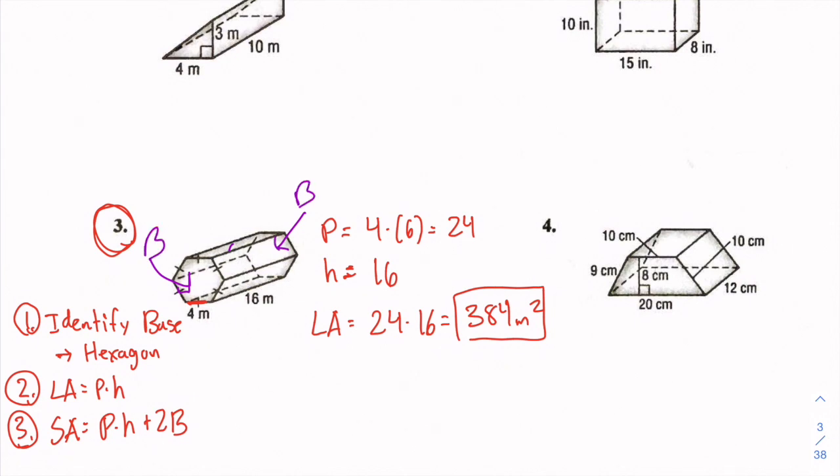So it is a hexagon. Hopefully you got the perimeter: 4 times 6, because there's 6 sides, 24. The height, this here is now considered your height. So you need to work with the problem knowing what is your base. That's why this is important. If you know this is your base here, then this here, the 16, is your height. Hopefully that's the easy part, lateral area.